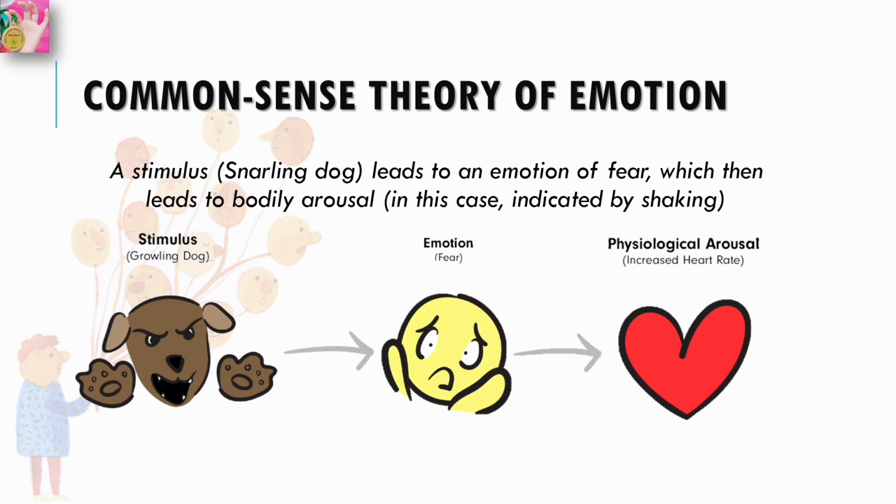You can see right here, according to the common sense theory of emotion, the stimulus is a snarling dog. The first response is the conscious fear, and the second response is arousal. You can call it autonomic nervous system arousal. In the common sense theory of emotion, a stimulus, which is a snarling dog, leads to an emotion of fear, which then leads to bodily arousal, in this case indicated by shaking or increased heart rate. So, a sentence based on the common sense theory will be, I am shaking because I am afraid.